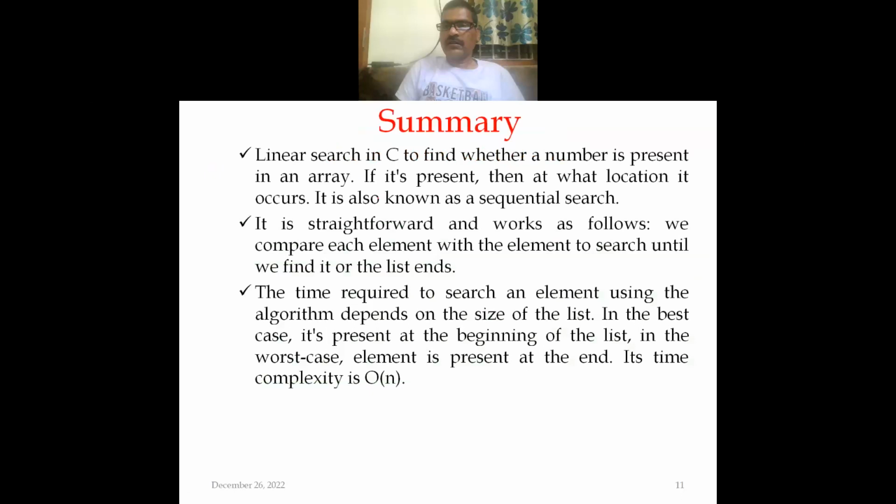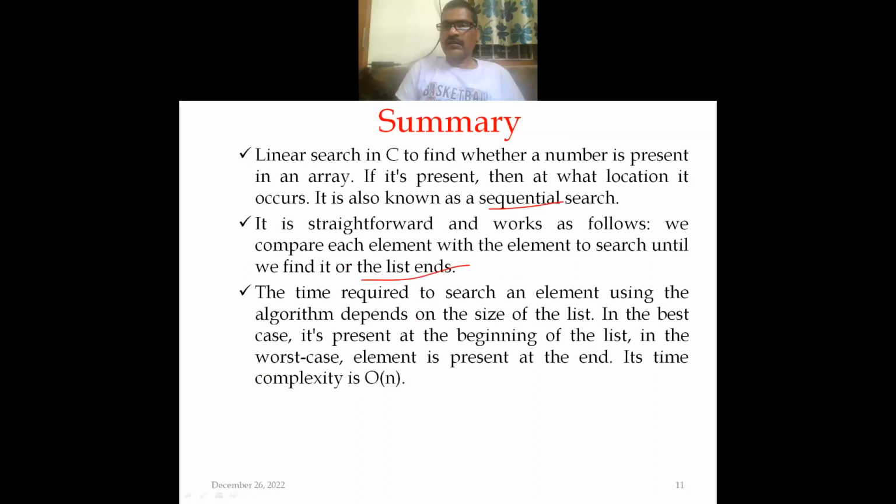So the summary of the session is that linear search in C is used to find whether a key element is present in the array or not. If it is present, then it returns the location at which it is present. Otherwise, it specifies that the element is not found. It is also known as a sequential search. It is a straightforward method used for performing the searching operation. We compare each element with the element to search until we find it or the list ends.